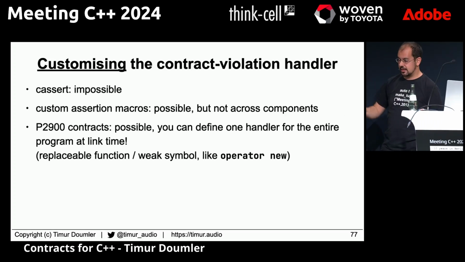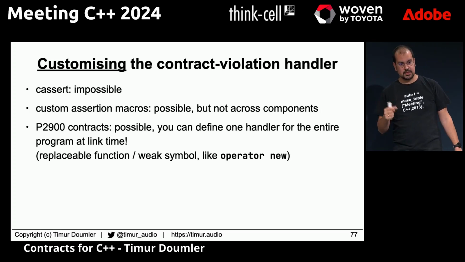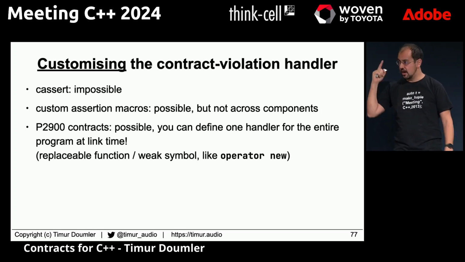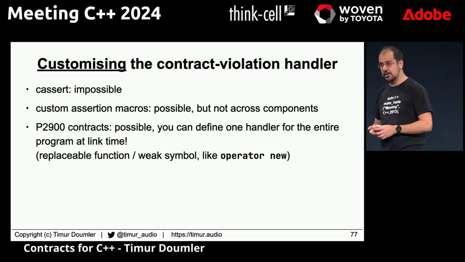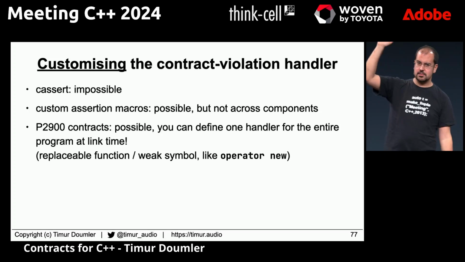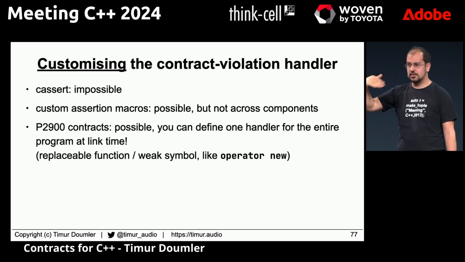However, what you get here is you can customize that contract violation handler. And you can do something else instead of printing and terminating. And you can't do this with assert. You can do this with custom macros. And I think that's a big reason why people use custom macros. Who's using custom assertion macros in their code? Okay, quite a lot of people. So you want to do something else.